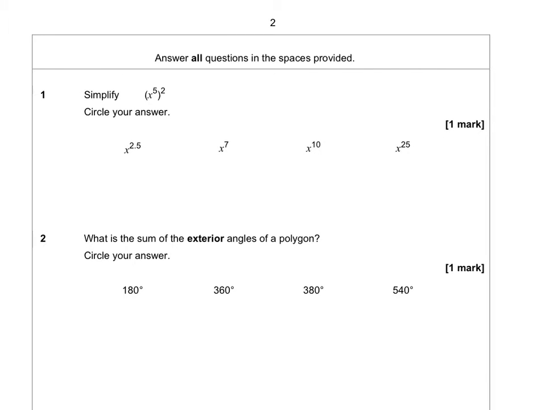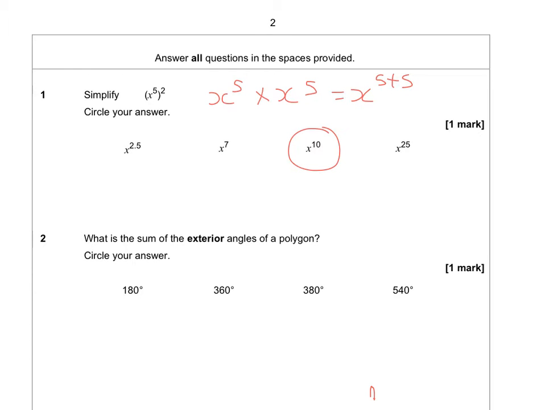Question 1. Simplify x to the 5 all raised to the power of 2. This is a power of power question. You can think of it as x to the 5 multiplied by x to the 5, which of course gives you x to the power of 10, as you have to add the indices together.